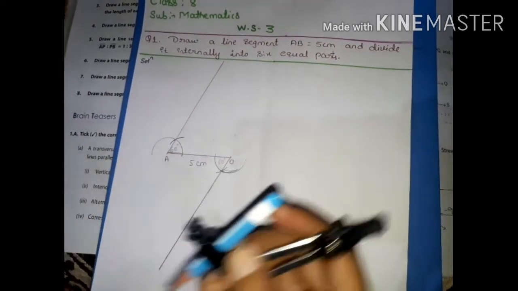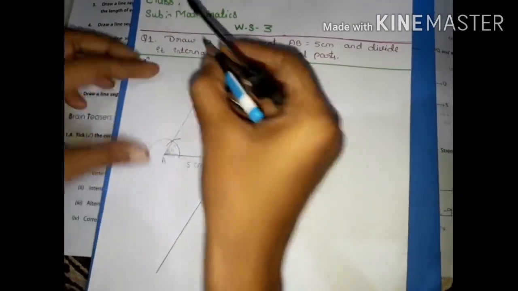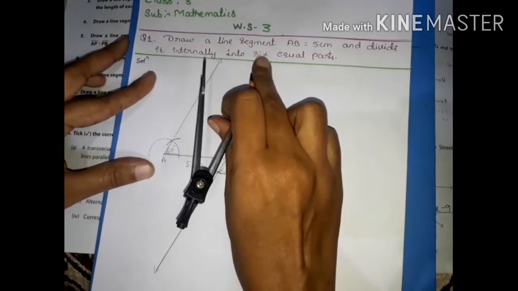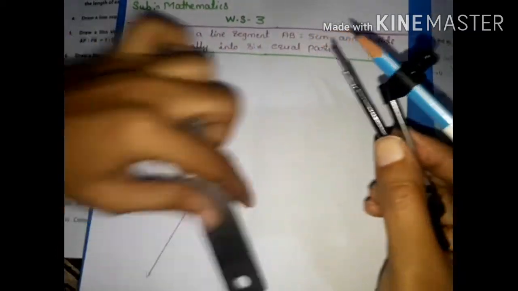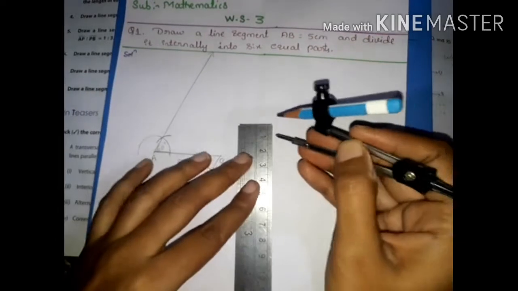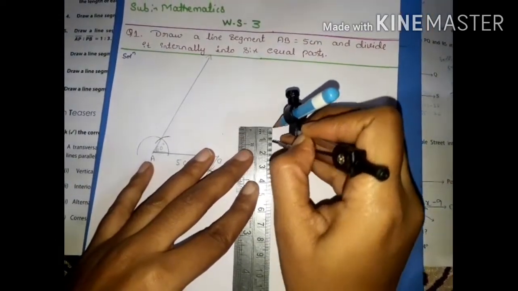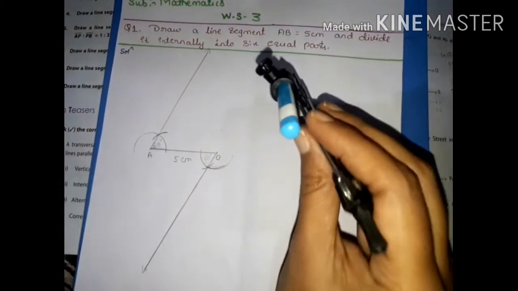Next step, on the line you have drawn, you have to make equal parts. How many equal parts? 6 equal parts. Now I am going to take one measurement, 1 centimeter from the ruler, and divide into 6 equal parts. You can take 1, 2, 3 as you wish. It should be equal parts.